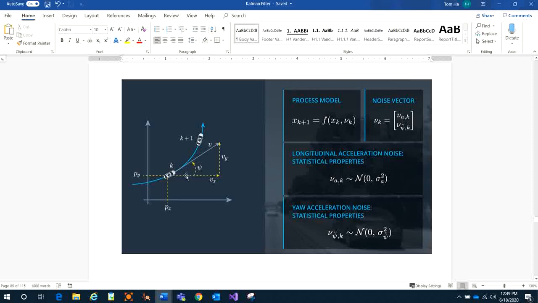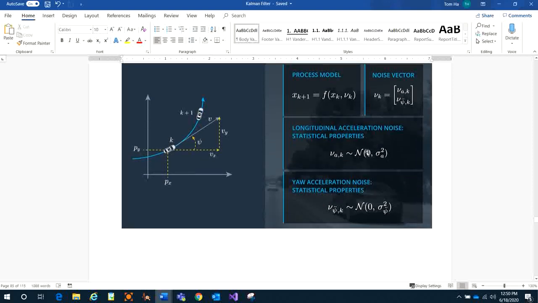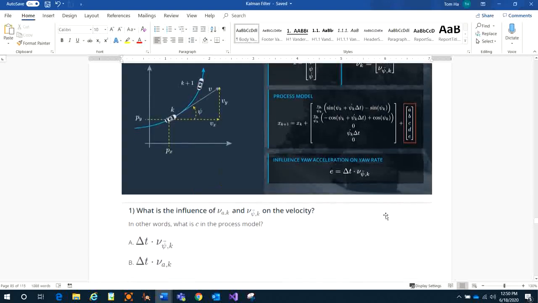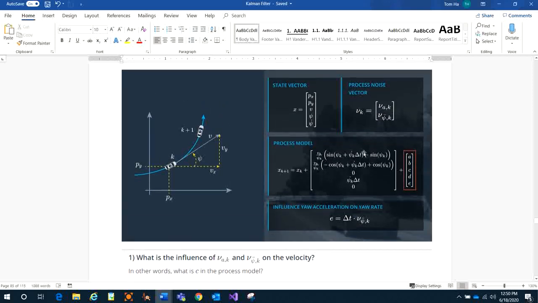This means the longitudinal acceleration and the acceleration of your angle, psi dot dot, will impact the model. So here we have the longitudinal acceleration noise and the yaw acceleration noise. They have a distribution with mean 0 and variances sigma square a and sigma square psi dot dot. Coming back to the model, we have to add the noise, like in the last video where we always added the process noise.